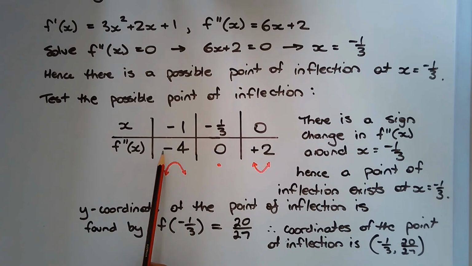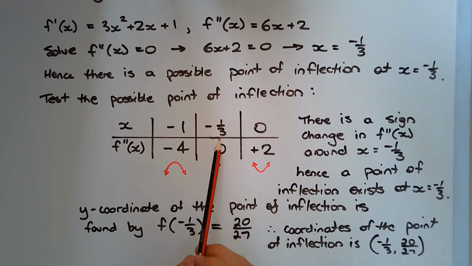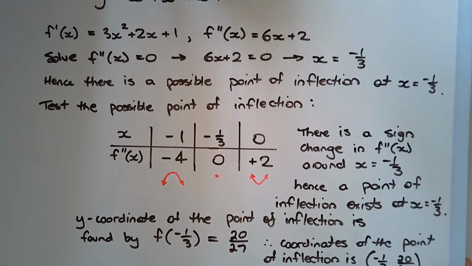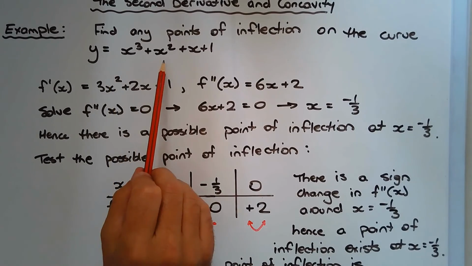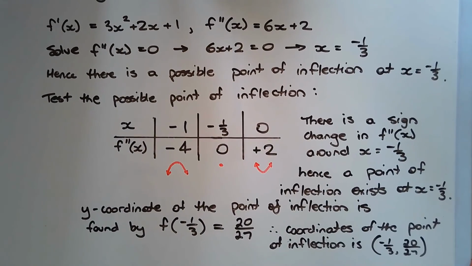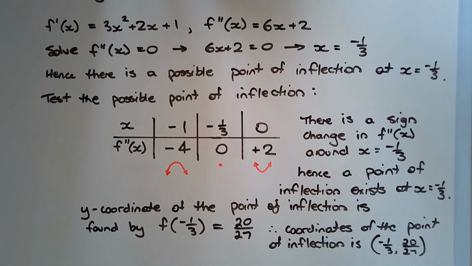So whether it's negative to positive or positive to negative, as long as there is a sign change, that means that the point that we're interested in is in fact a point of inflection. Hence, a point of inflection exists at x equals negative 1 over 3. And finally, to find the y coordinate of the point of inflection, we substitute x equals negative 1 over 3 into the original function. So x cubed plus x squared plus x plus 1. So f of negative 1 over 3 is equal to 20 over 27. So therefore, the coordinates of the point of inflection are negative 1 over 3, 20 over 27.